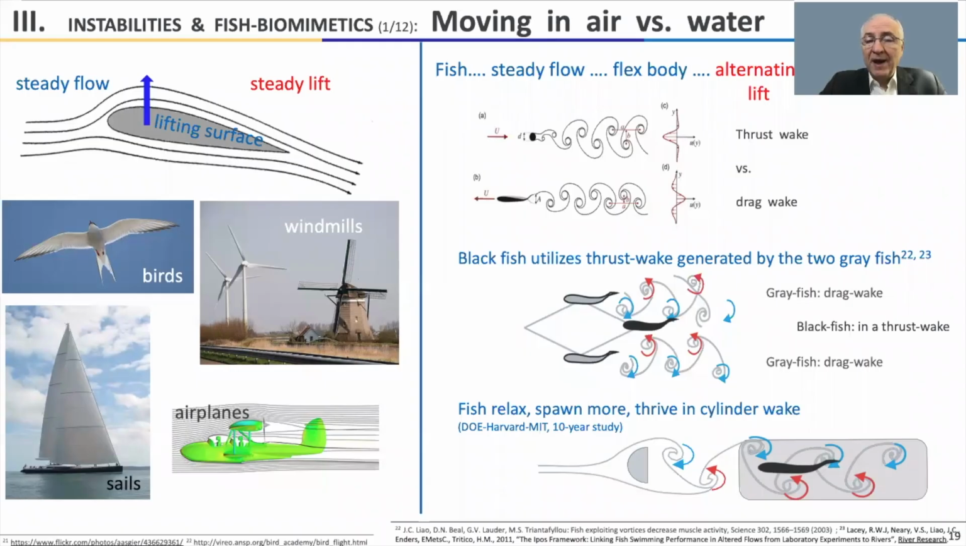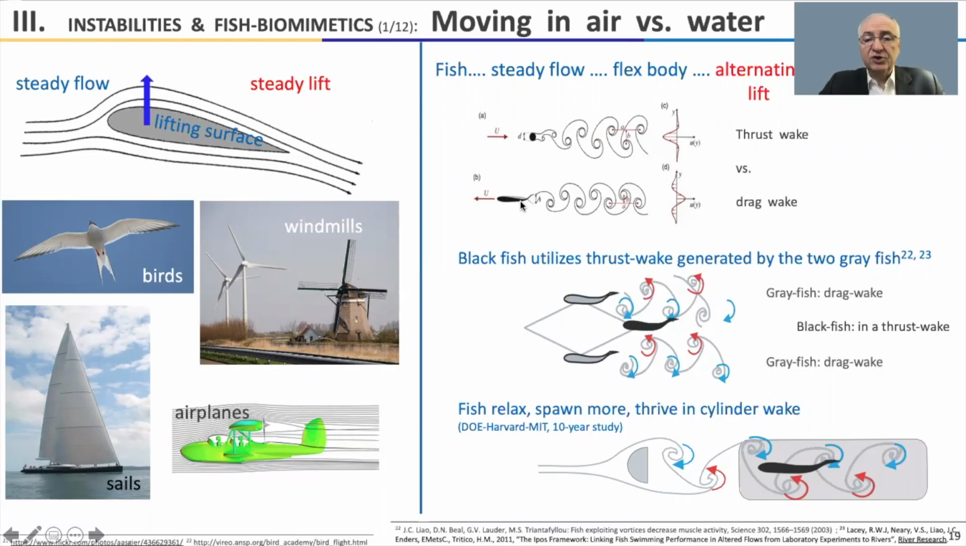Let's make a quick comparison between how things move in air and how they move in water. In a steady flow, in air, you typically use a lifting surface and you get a steady lift. Birds coasting, or windmills, or airplanes, or sails of sailboats, that's the way they move. The picture is completely different in water.